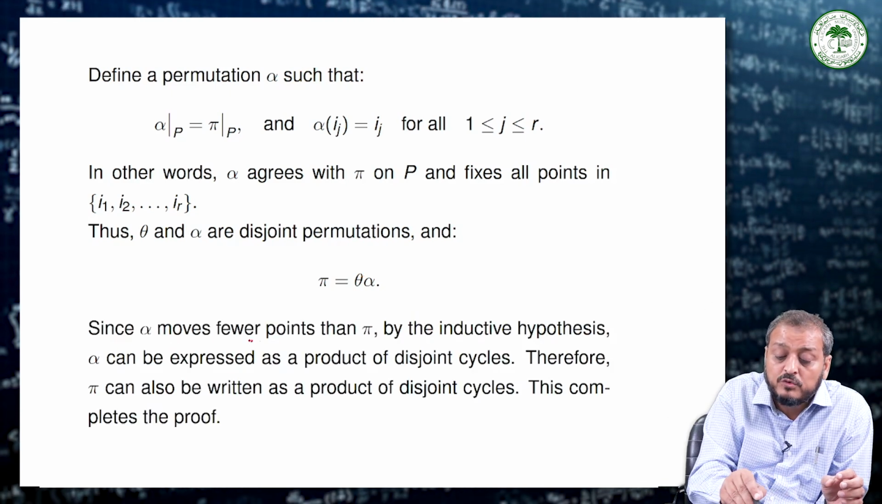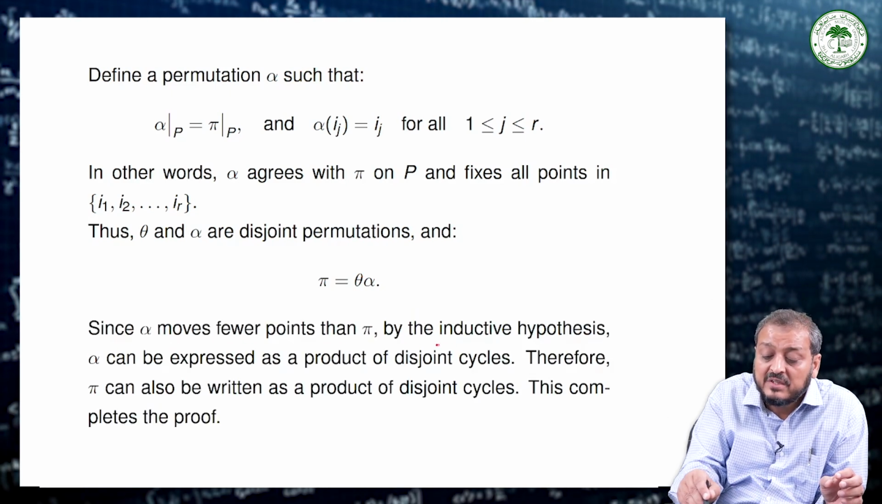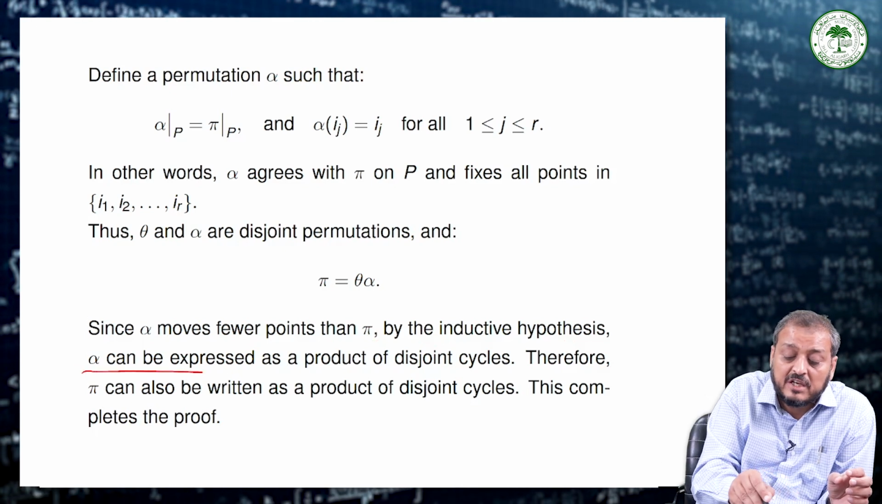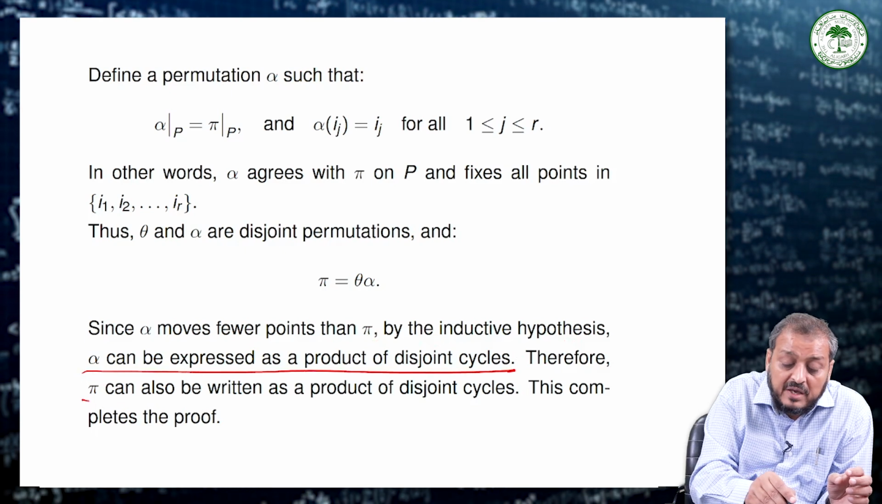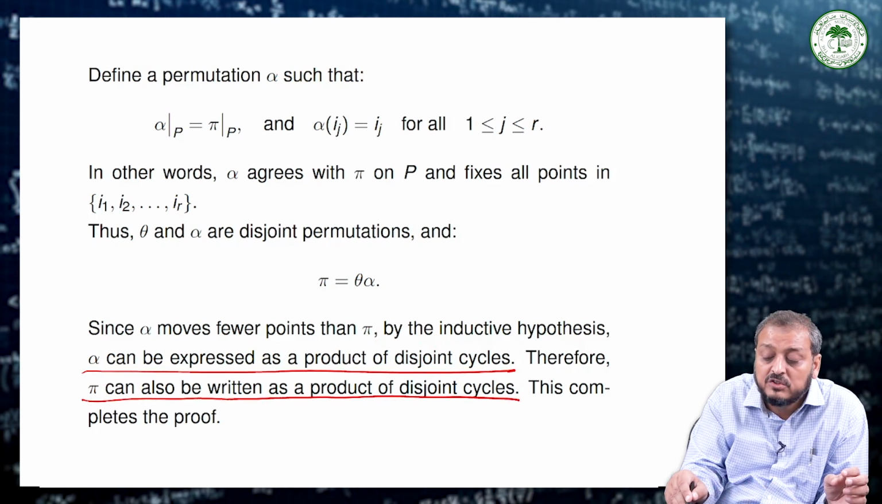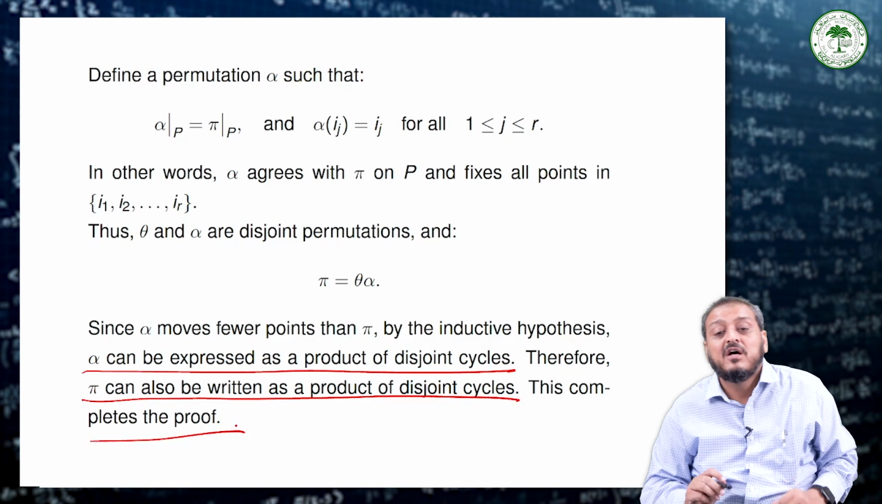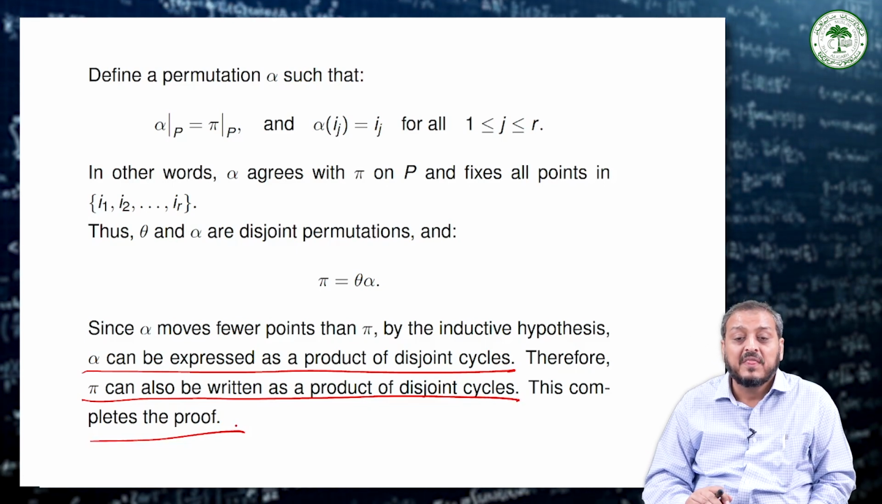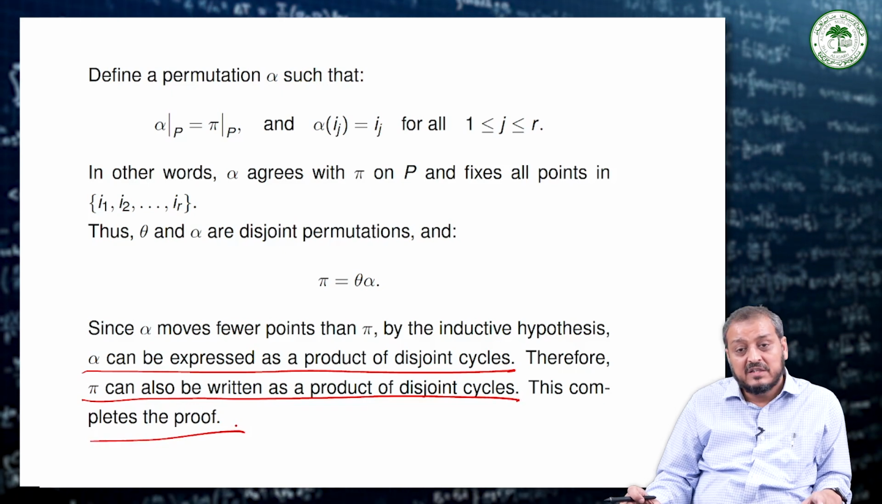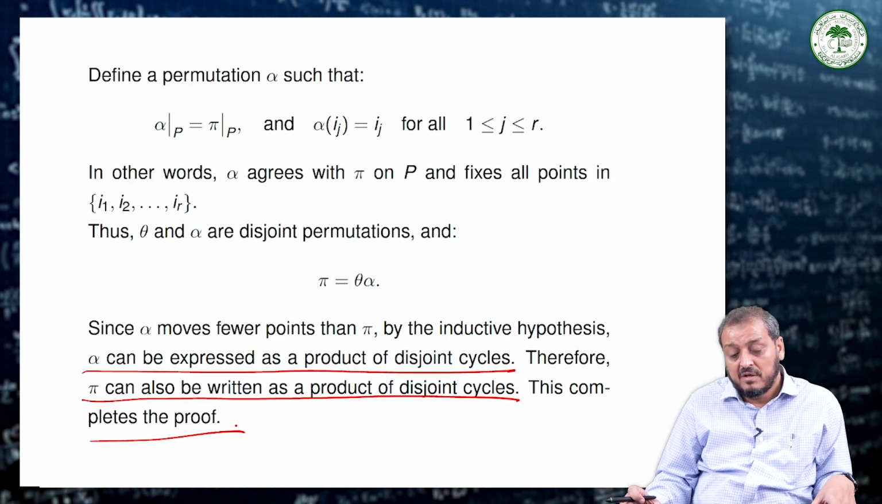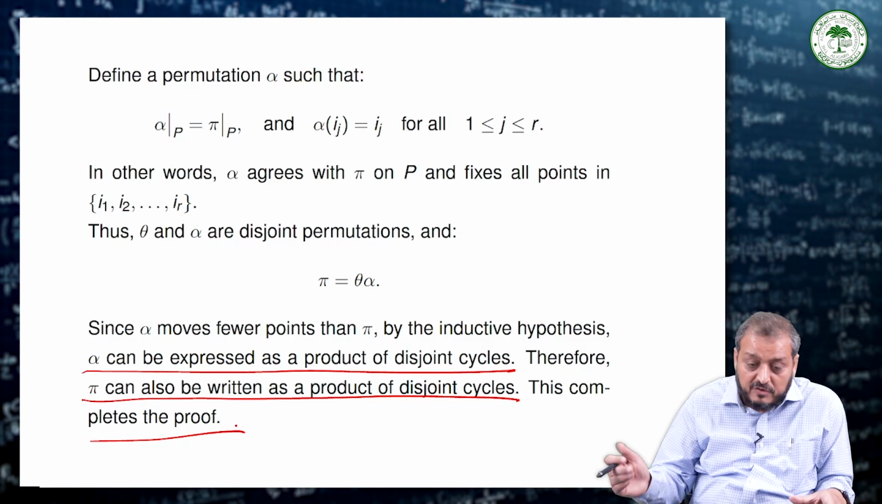Since alpha moves fewer points than pi, by the inductive hypothesis alpha can be expressed as a product of disjoint cycles. Therefore pi can also be written as a product of disjoint cycles, and this completes the proof of the theorem. So any permutation can be written either as a cycle or as a product of disjoint cycles.